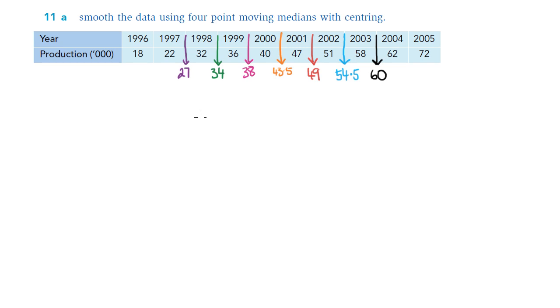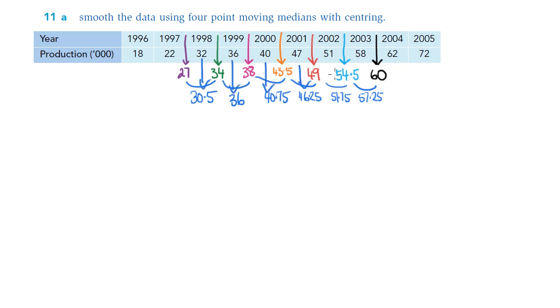So now that I've got my 4-point moving medians, I just need to center those. So centering 27 and 34. Remember, I'm doing 27 plus 34 divided by 2, and I get 30.5. Centering 34 and 38, I'll have halfway between them, which is 36. Centering 38 and 43.5 is 40.75, and so on. Now I have my centered values which correspond to these coordinates for t, or x.